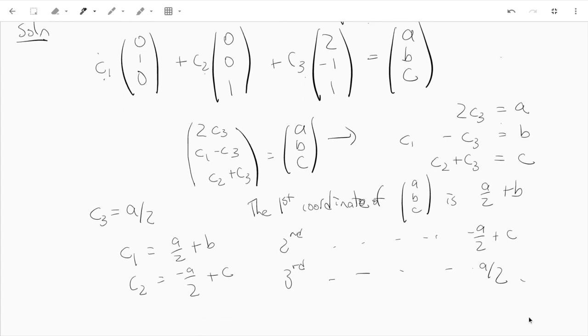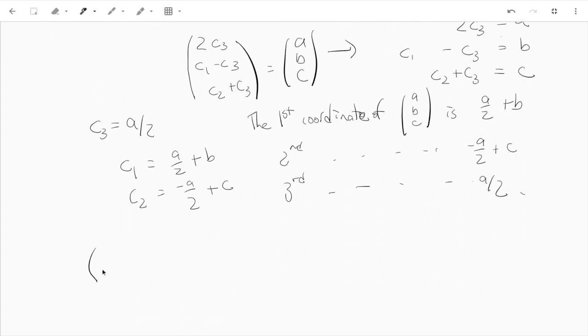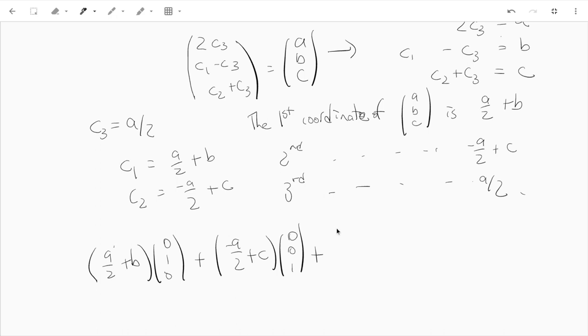Now, to be careful, what we should really do is check that A over 2 plus B times (0, 1, 0), plus negative A over 2 plus C times (0, 0, 1), plus A over 2 times (2, negative 1, 1) should be ABC, and you can see that we do indeed have ABC. Good. So this vector ABC relative to this basis has three coordinates: A over 2 plus B, negative A over 2 plus C, and A over 2. Okay, let's do one more example.